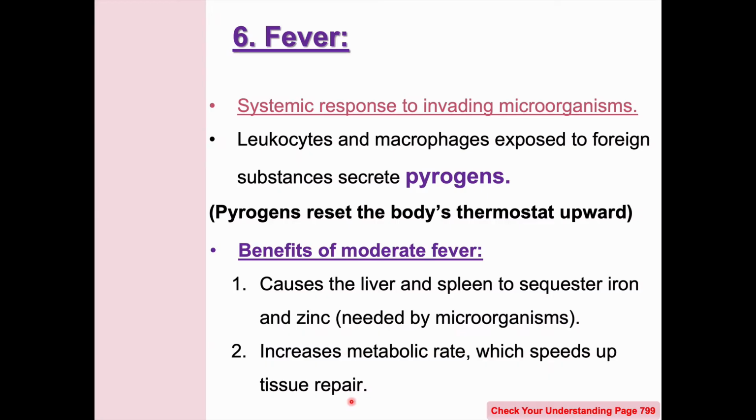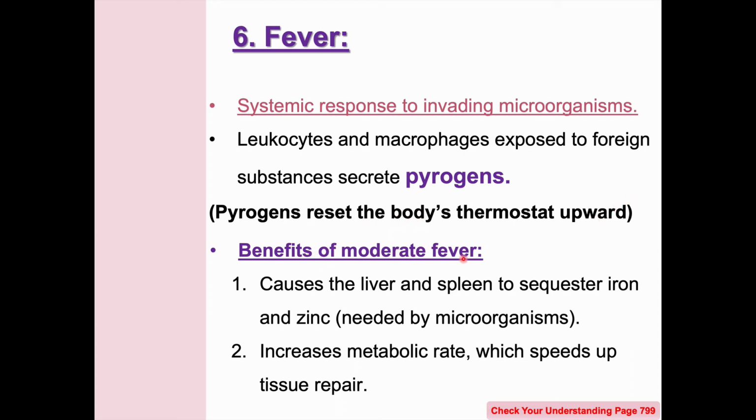Then let's go to fever. Fever is one of the very important responses in the body. Okay, it is showing that some microorganism invasion is taking place. If the fever is not present, then you will not know that the microorganism is multiplying. Okay, leukocytes and macrophages exposed to foreign substances secrete pyrogens. The pyrogen resets the body thermostat upward.